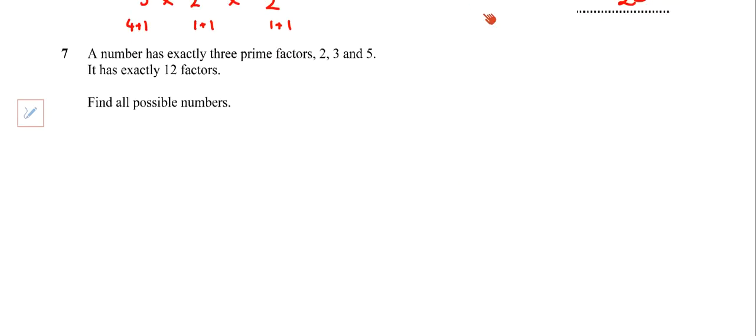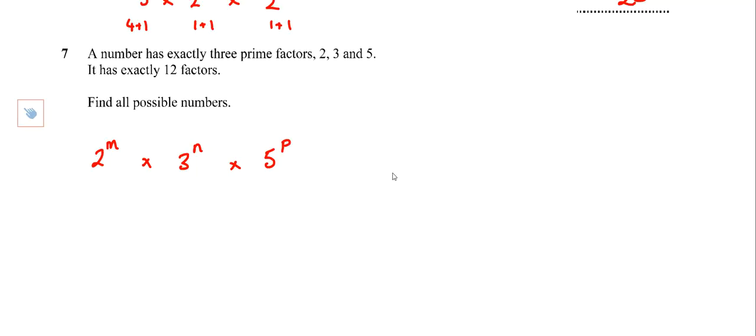Okay, so we've got to answer this final question. A number has exactly 3 prime factors, 2, 3 and 5, and has 12 factors. So we have to use everything that we know at this stage. So we know it's 2 to the power of something, I'm going to say m, okay, times 3 to the power of n times 5 to the power of p. Right? I didn't use O because it looks like a 0.